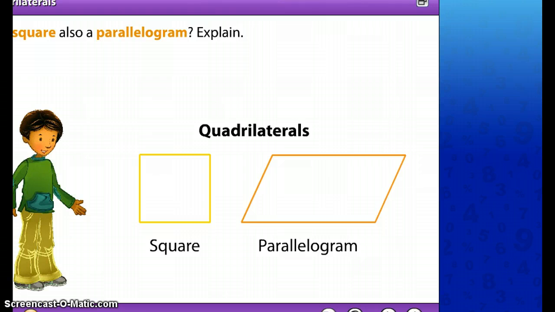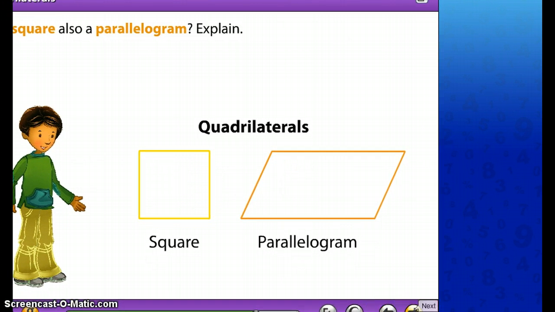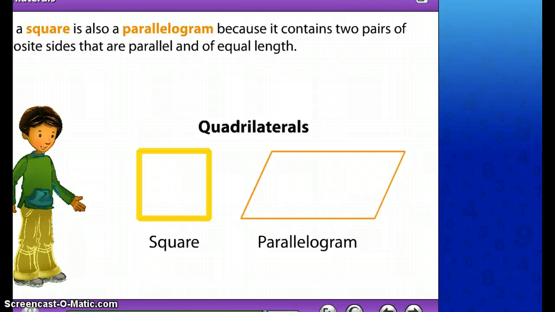Why is a square a parallelogram? Wyatt? Because they have sides that are the same distance from each other. Right. Opposite sides are parallel. This side is parallel with this side, and this side is parallel with this side. Yes, a square is also a parallelogram because it contains two pairs of opposite sides that are parallel and of equal length.